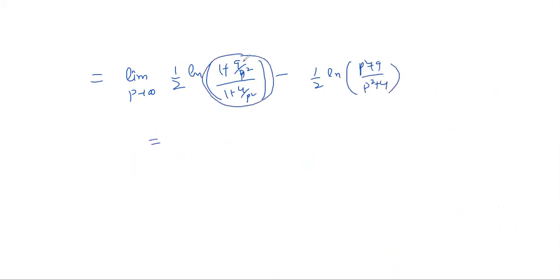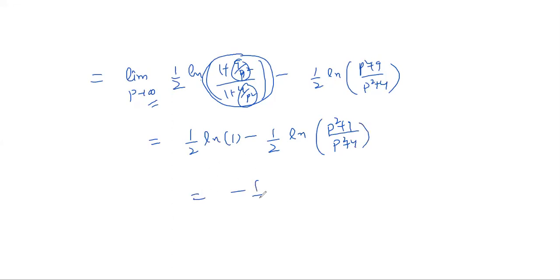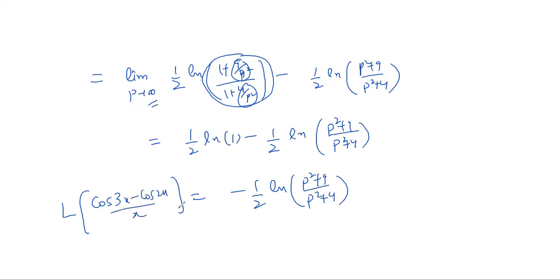So this goes to log 1, because these are 0 as p goes to infinity. So this is half log 1 minus half log of (p square plus 9) over (p square plus 4). The first term is 0. So this is minus half log of (p square plus 9) over (p square plus 4). So this is the Laplace transform of (cos 3x minus cos 2x) by x, which is the integral from 0 to infinity of e raised to the power minus 3x cos 3x.